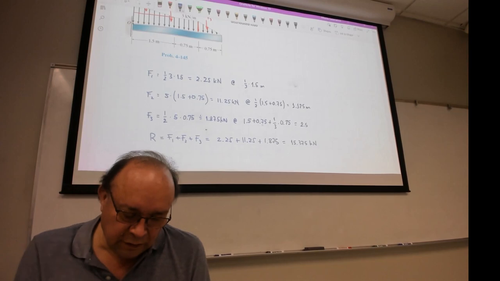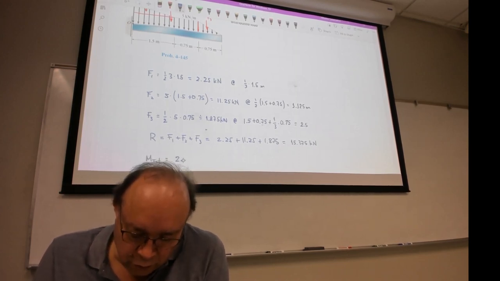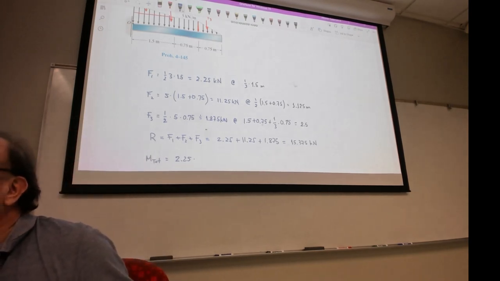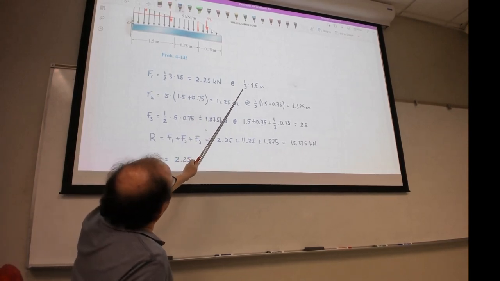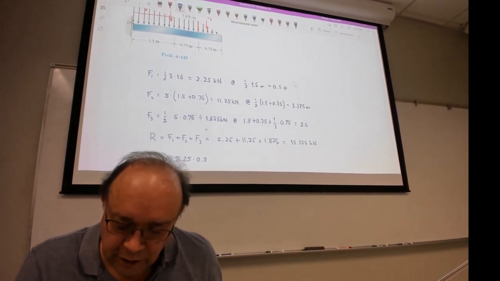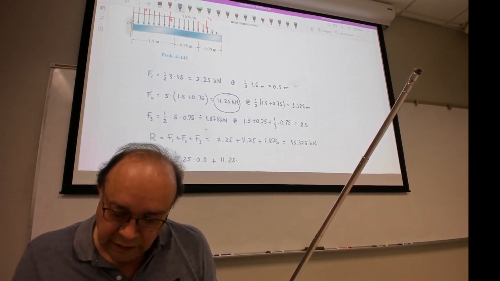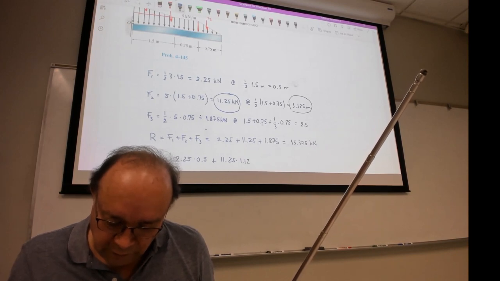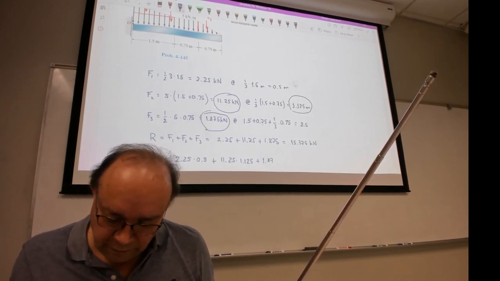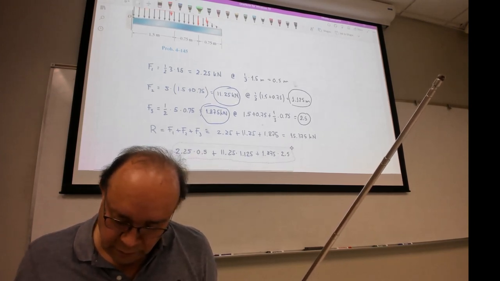Now the moment. We need to calculate the moments of all the little forces. Let's put here total moment. It will be equal to the force 2.25 times the distance. Oh, I never wrote the distance of this force here, one third of 0.75. No, it's 0.5, right? Let's put here equals 0.5 meters. Plus the moment of the second force, 11.25 times the distance 1.125, plus this other force, 1.875 times the distance 2.5.